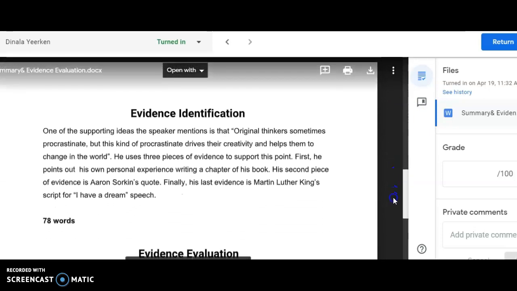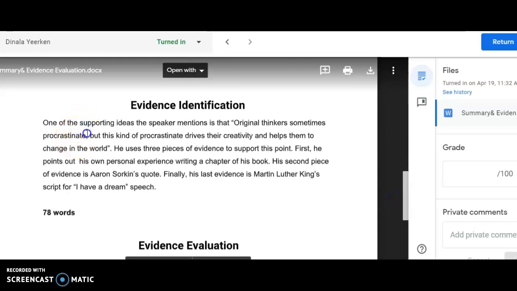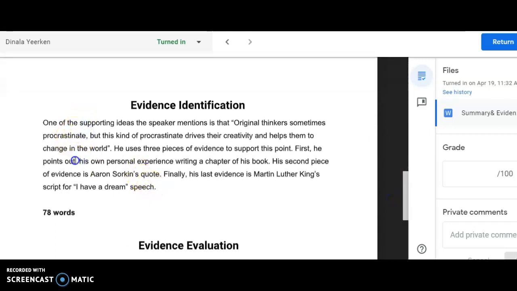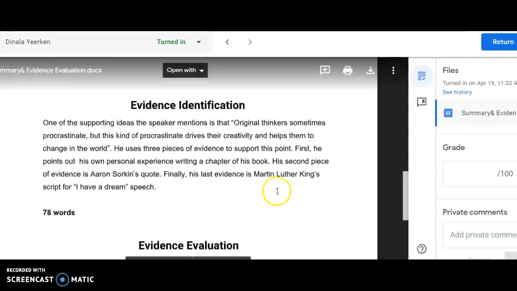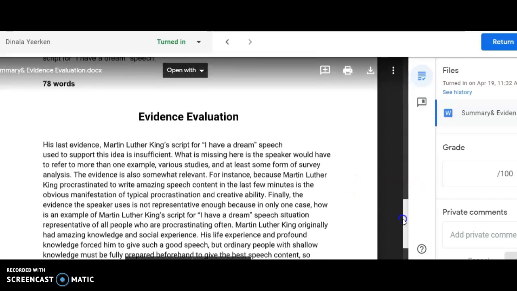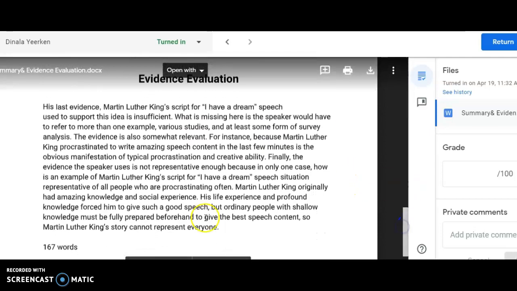Identification is also good. You've clearly identified one of the supporting ideas and you've mentioned the evidence, so fine, that's nice. Now let's look at the paragraph itself. First of all, I notice to really explain all the 3 aspects, sufficiency, representativeness, and relevance, you actually do need 200 words. So just by looking at the word count, you do need to expand a little bit.